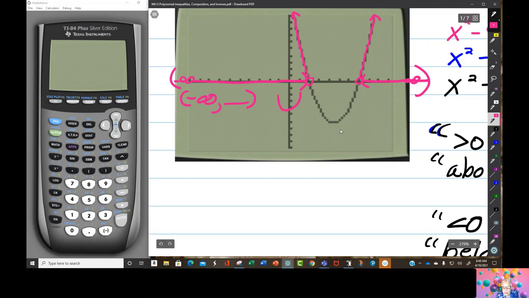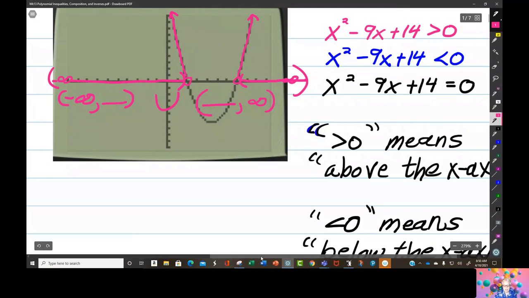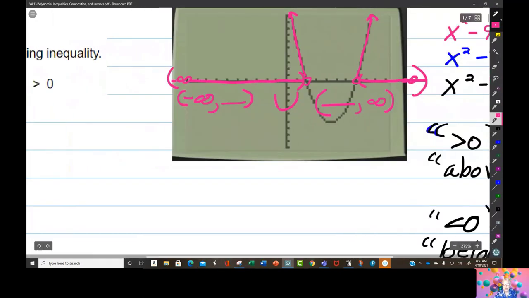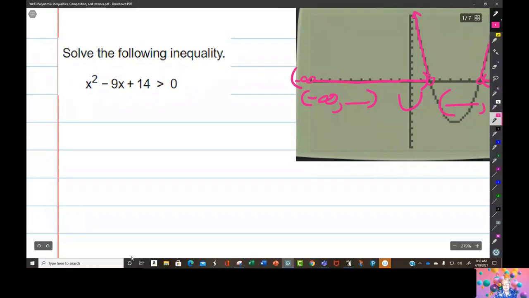And then unioned up with, we're not doing increasing or decreasing. We're just talking about above or below. Whatever that is, it looks like it could be 1, 2, 3, 4, 5, 6, 7, and I bet it is, but you can't trust graphs. So that's going to be our answer, all right? Our solution to this, because that's where the graph is above, greater than 0.